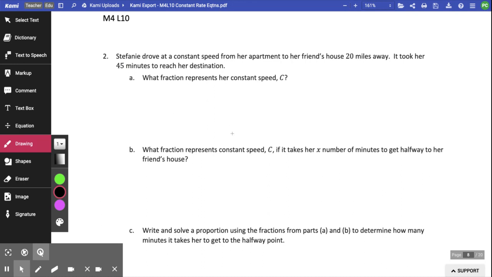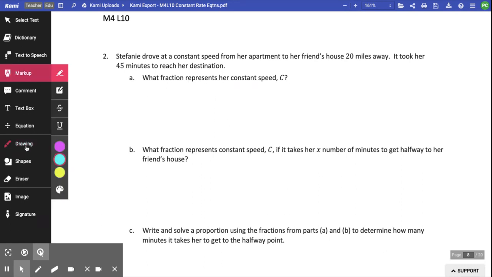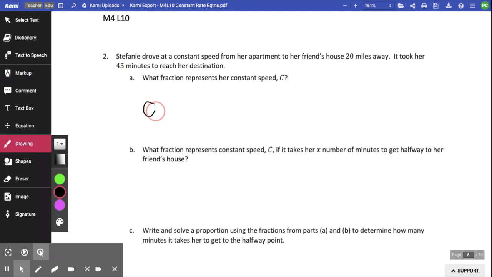So number 2 says, Stephanie drove at a constant speed from her apartment to her friend's house 20 miles away. It took her 45 minutes to reach her destination. Remember that constant rate is going to be a fraction using the letter C for constant rate, and the fraction is distance as the numerator over time as the denominator.